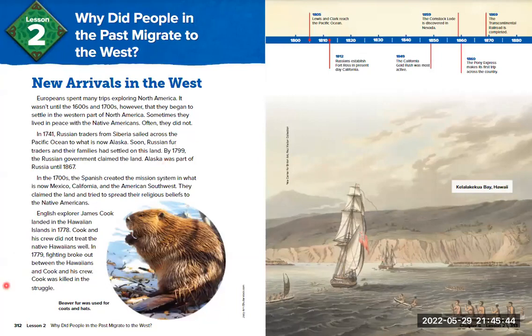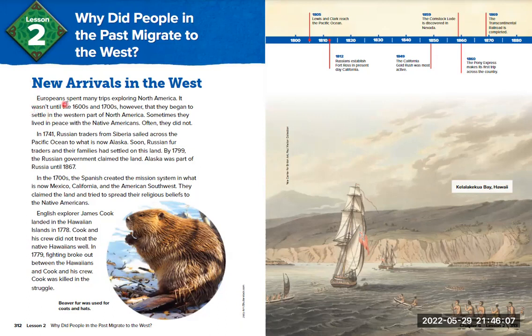We are on textbook page 312, lesson 2. Why did people in the past migrate to the West? We're going to read the title and then we're going to read the image, the caption for the image and the timeline. New arrivals in the West. Europeans spent many trips in North America.